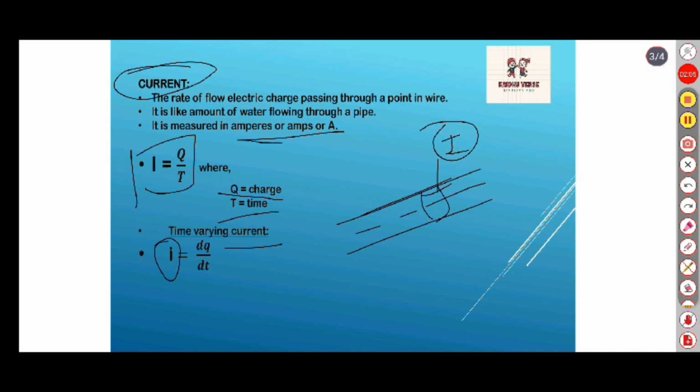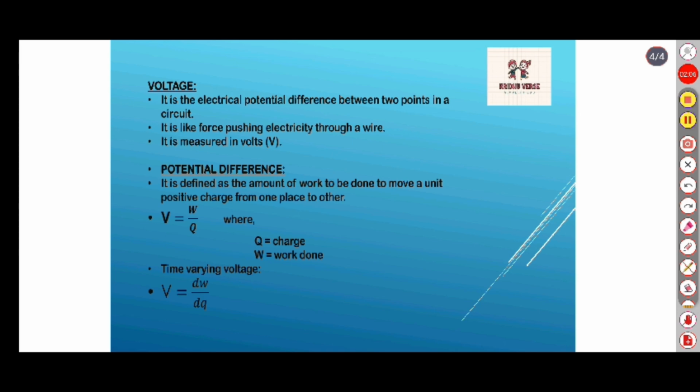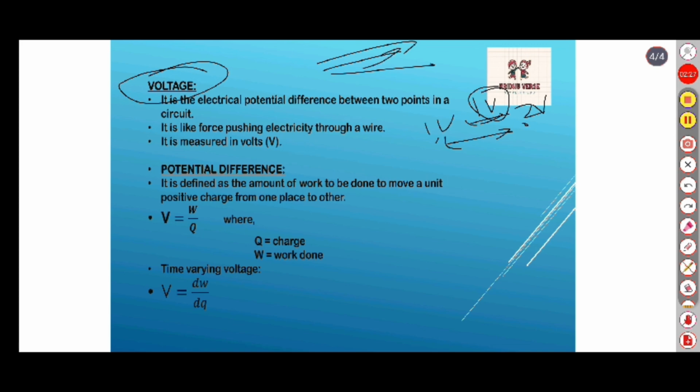Next, one more important aspect of a DC circuit is voltage. It is the electrical potential difference between 2 points. Like here 1 volt, here 2 volt, the difference between both is 1 volt, and that 1 volt is known as voltage. We can also say that if there is a wire with electricity flowing inside, the pushing or forcing of electricity is known as voltage. We measure it in volts.